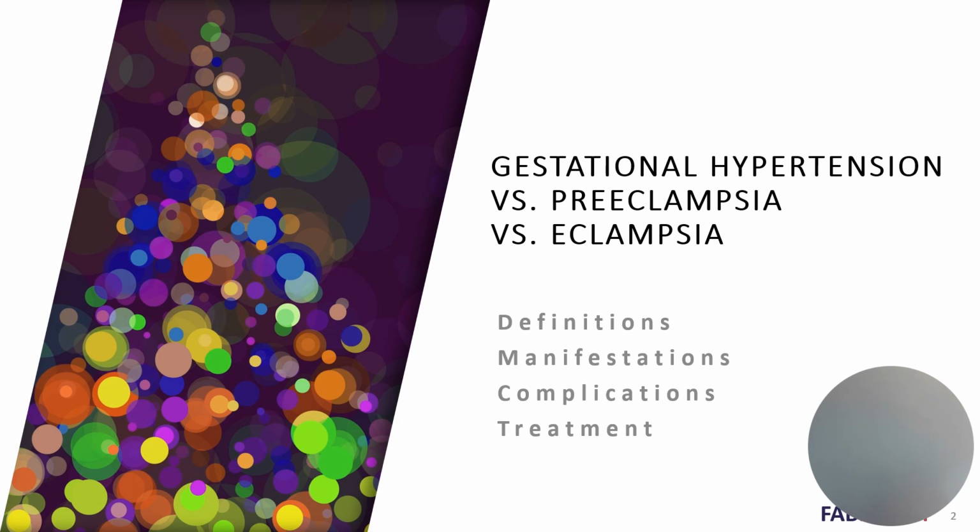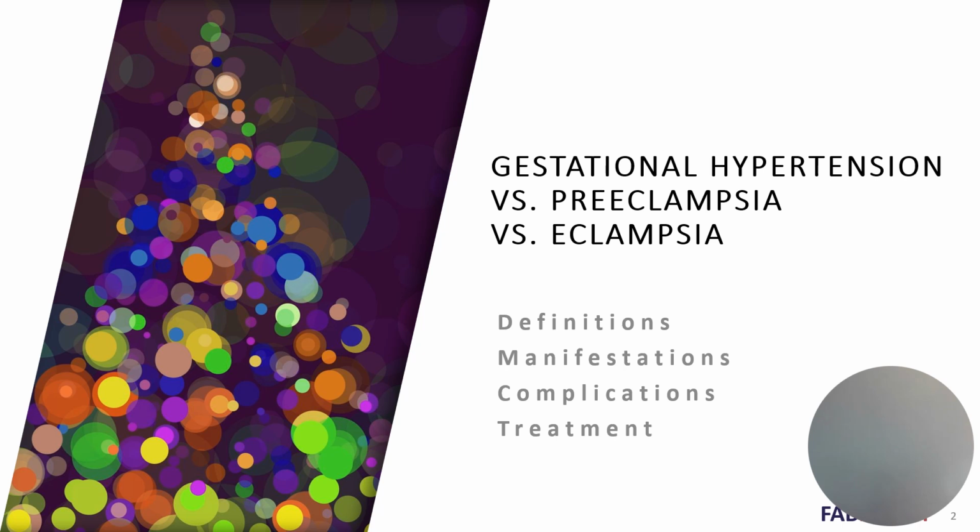Then we have preeclampsia. Again, we're going to have a systolic blood pressure equal to or greater than 140 millimeters of mercury, or a diastolic blood pressure equal to or greater than 90 on two separate occasions. There will be presence of protein in the urine. So basically, we're going to start having all of the symptoms of gestational hypertension, but now we're going to start adding a few more symptoms. So now we do have protein in the urine.